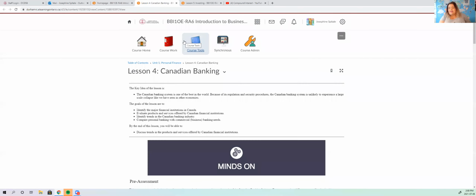So lesson 4 is Canadian banking, and the key idea of the lesson is that the Canadian banking system is one of the best in the world because of its regulation and security procedures. The Canadian banking system is unlikely to experience a large-scale collapse like we have seen in other economies.